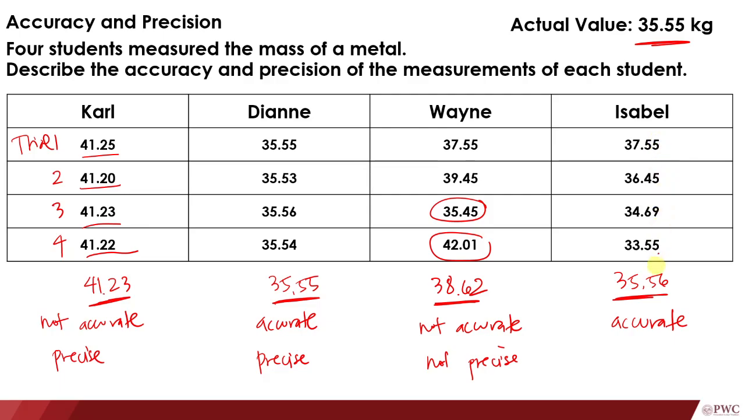But as you observe here, her measurements are not that close. The lowest is this one and the highest is 37.55. So the measurements are not consistent. They are not close to each other. Therefore, this one is not precise.